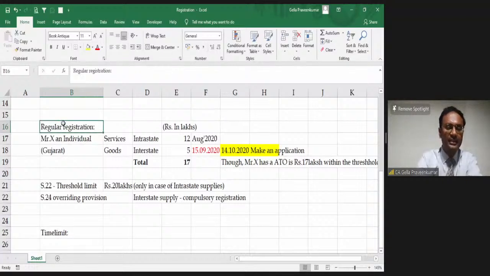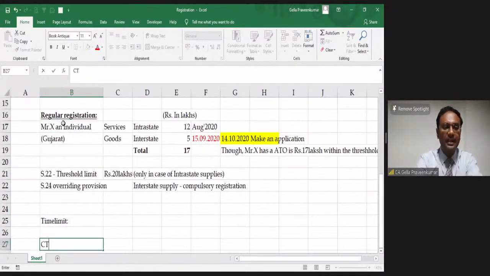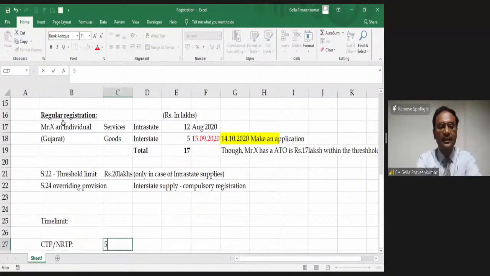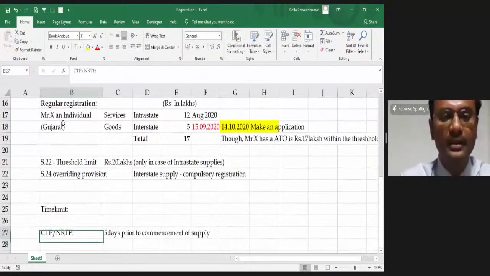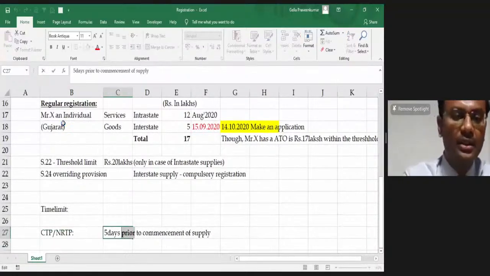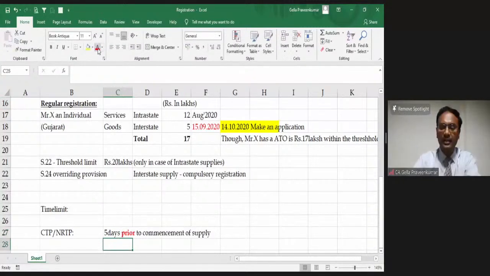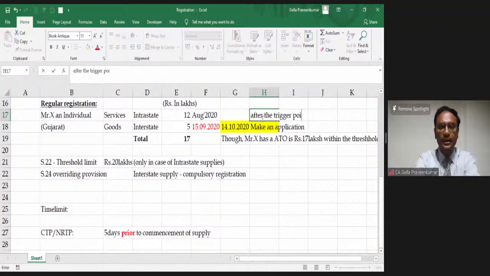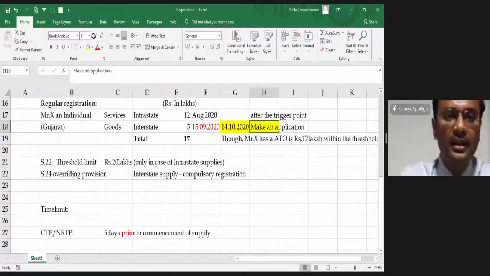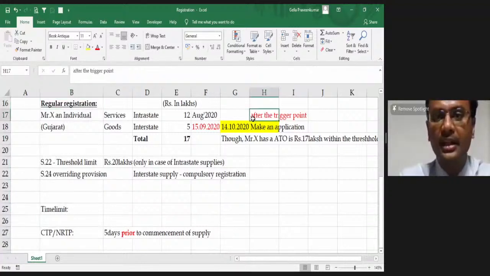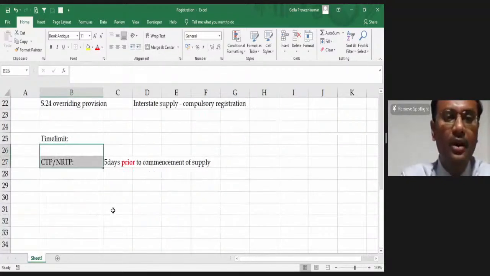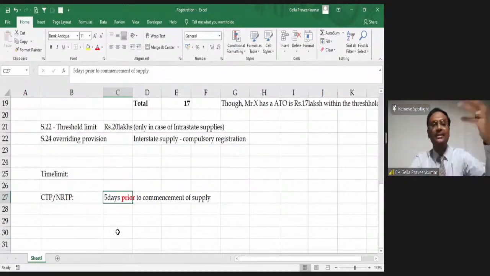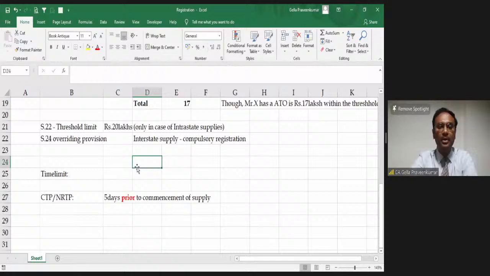Sir, what if it is a CTP or NRTP? The law says 5 days prior to commencement of supply. So here the law says, look, you have to obtain a prior registration. Now here, for my regular registration, it is 30 days from the date of the triggering point. For my casual taxable person or NRTP, the law says 5 days prior to commencement of supply, please register. This is what the provision says under section 25.